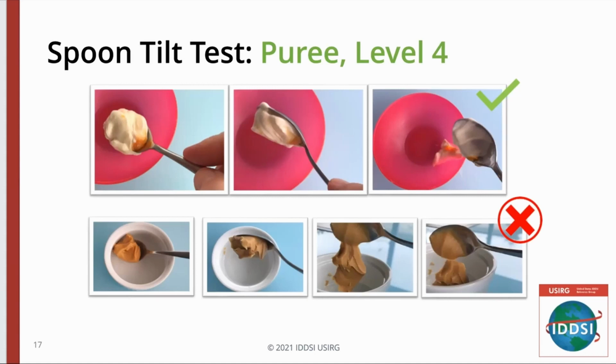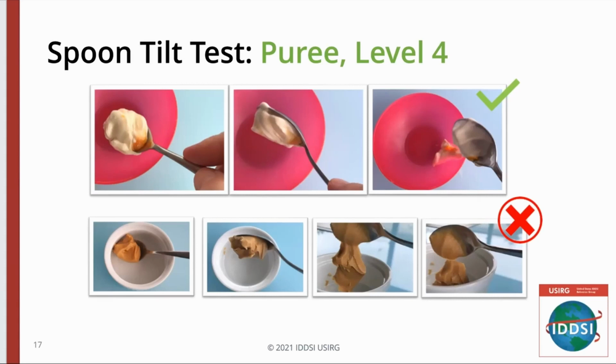A spoonful of food should be able to slide off easily when the spoon is tilted. You can give it just a gentle flick of the finger or wrist, but the amount of butterscotch pudding left here in the spoon is a fail for this spoon tilt test.